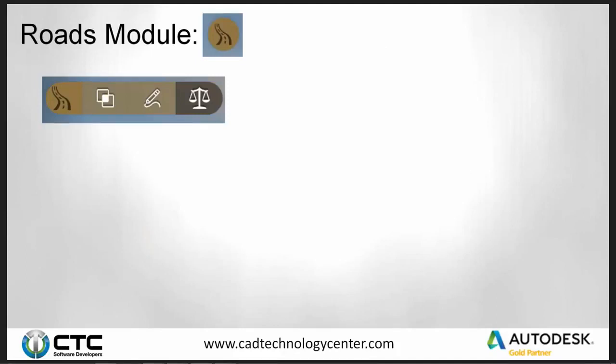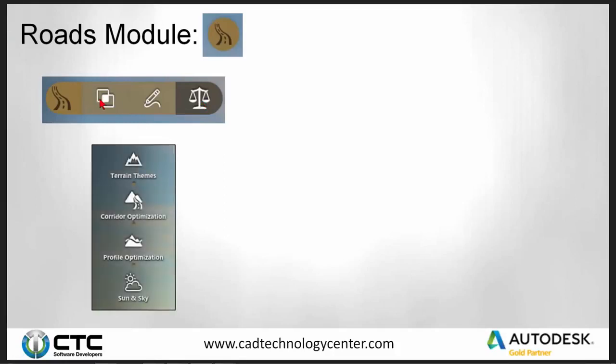Roads module. I have an icon for it up in here. And here are the 3 tabs that open up when you open the roads module. The first one has terrain themes, corridor optimization, profile optimization, and then the sun and the sky. You're going to see a lot of these icons duplicate, but with the terrain themes, I have the ability to take my terrain and color code it by elevation. That's in both modules or suites versus 360, but the 2 that aren't are the corridor optimization and the profile optimization.